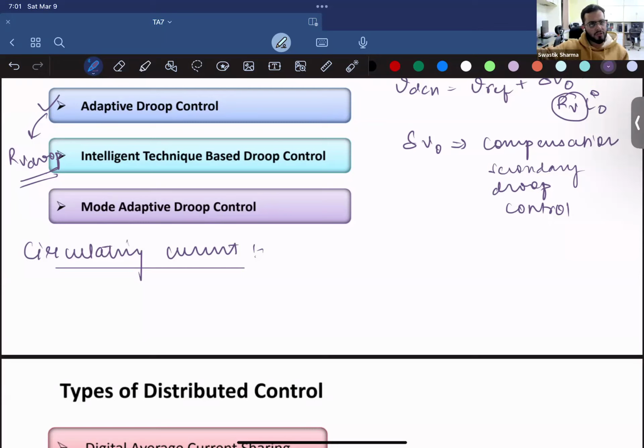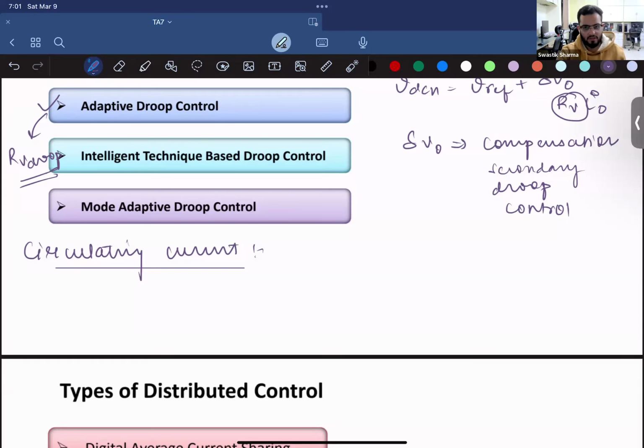Let's say in a different converter, this voltage drop was less. In a converter, the voltage drop was more. So since the voltage drop in this converter is more, it will have a lesser voltage. Since it has lesser voltage, the voltage from this side where the voltage drop was less will make power flow to this converter. So this causes a circulating current flow between different DERs due to mismatch of voltages.